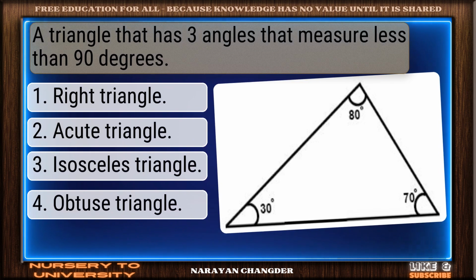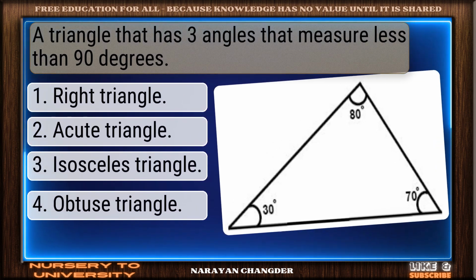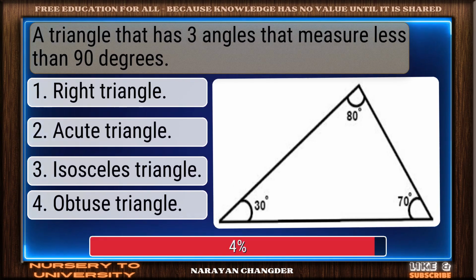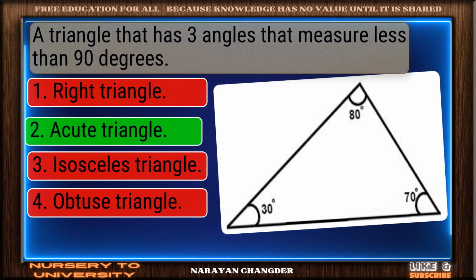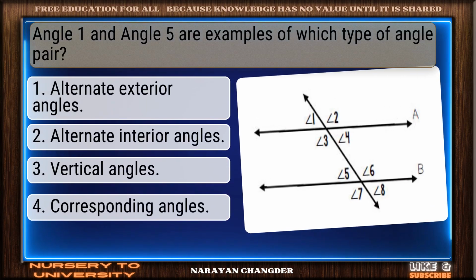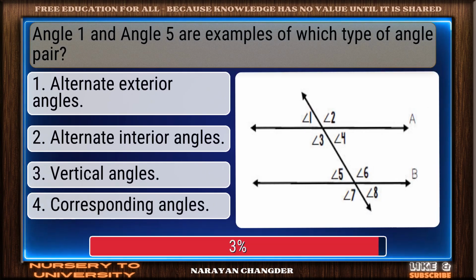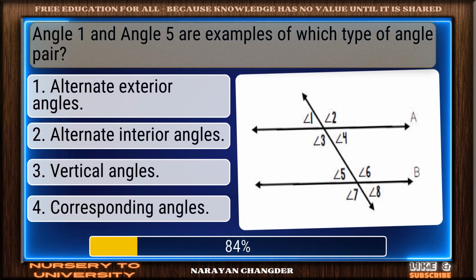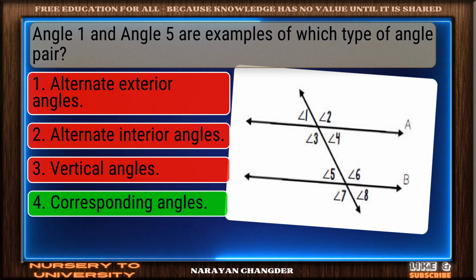Question number 7. A triangle that has three angles that measure less than 90 degrees. Correct. Acute triangle is the right answer. Question number 8. Angle 1 and angle 5 are examples of which type of angle pair? Nicely done. Corresponding angles is a solid answer.